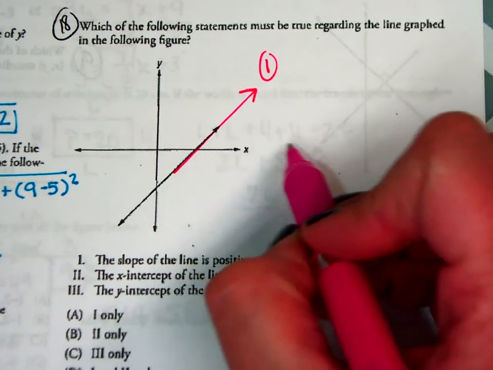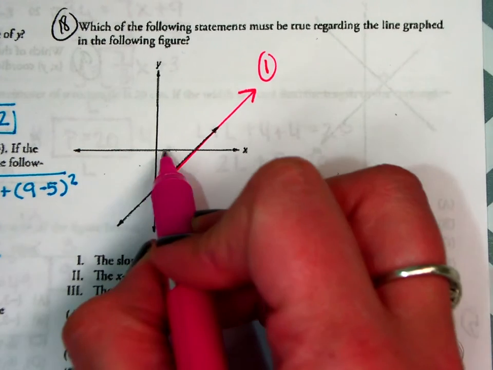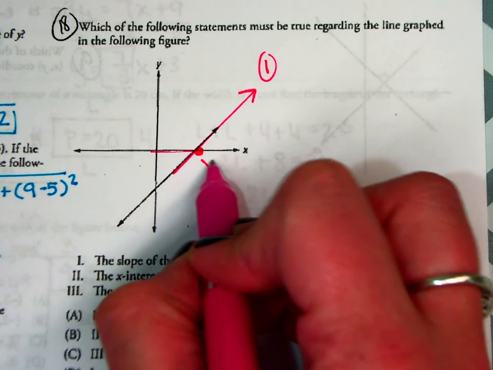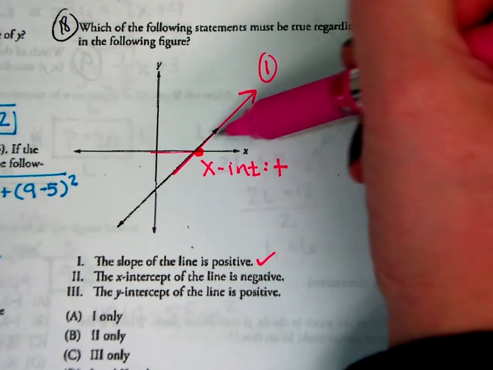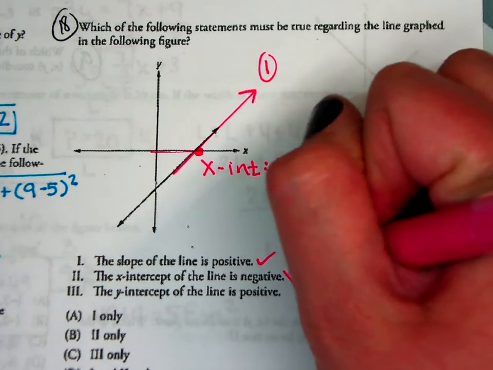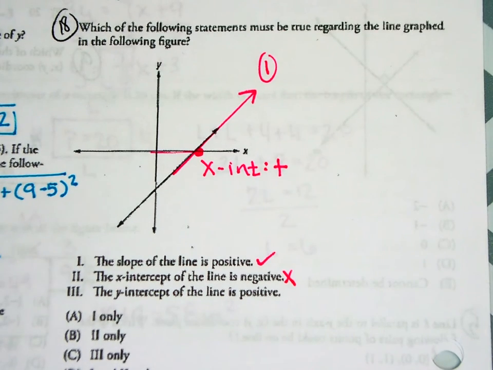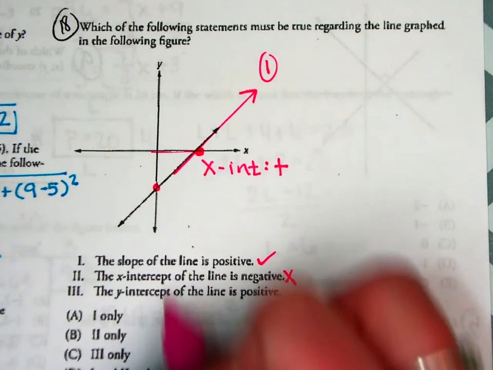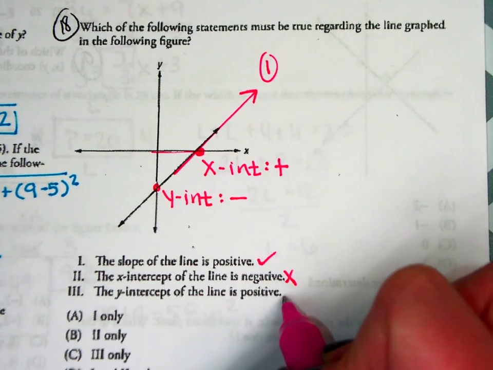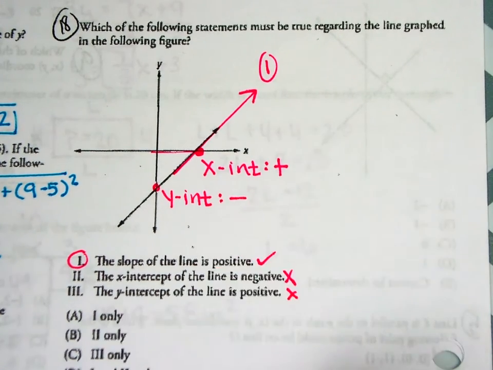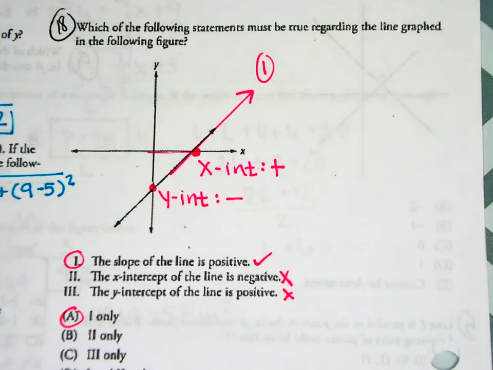Well, the x-intercept would be on the x-axis. So when I look here, the x-intercept is actually a positive number because it's crossing in a positive place. So this is incorrect. Number 3, the y-intercept is positive. No, the y-intercept is here, and the y-intercept is actually a negative number. So that's not true. So only number 1, which is option A.